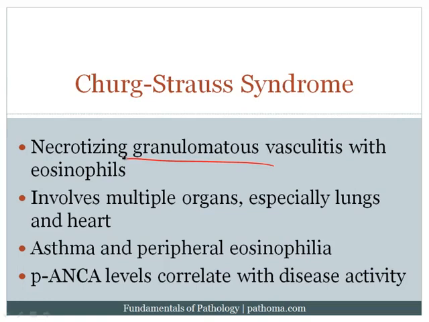Number two, in Churg-Strauss, the patients often have asthma. In microscopic polyangiitis, there will be no history of asthma. And number three, the patients often have peripheral eosinophilia. In microscopic polyangiitis, there would be no peripheral eosinophilia. So there are three features that help you to distinguish Churg-Strauss syndrome from microscopic polyangiitis. And of course, we've got to make that distinction because both of them are P-ANCA positive.